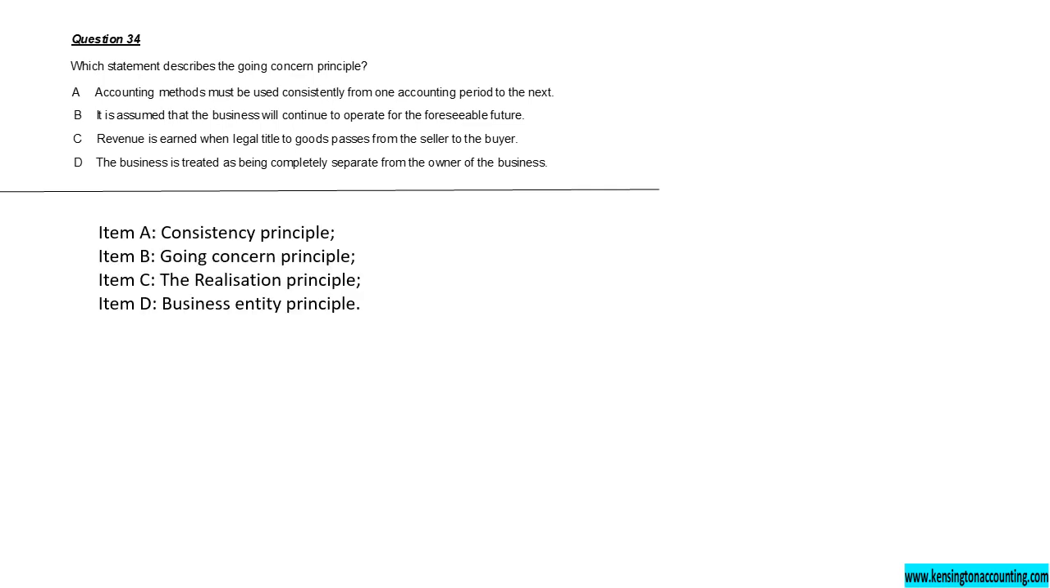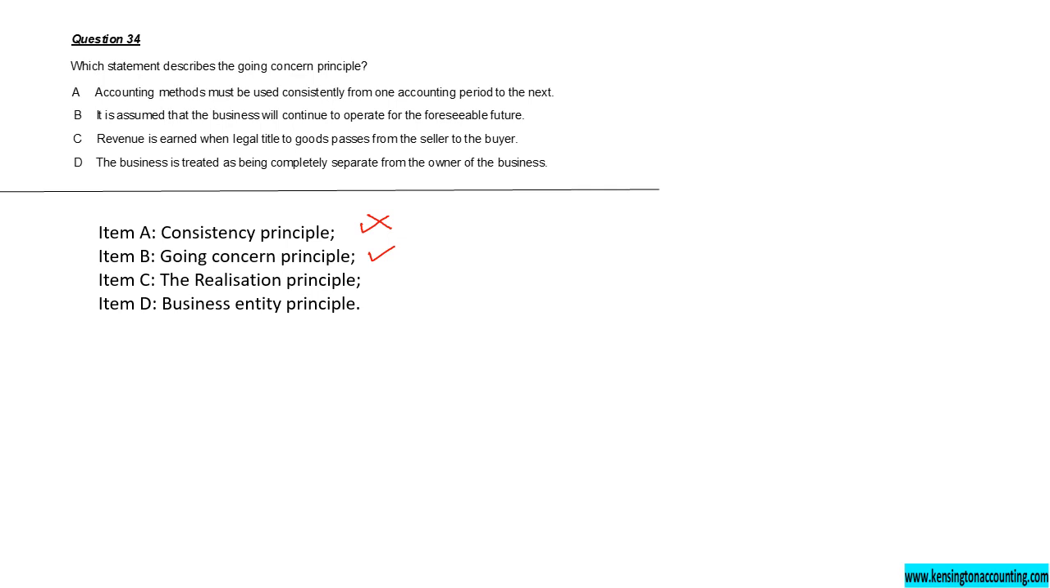Question 34, that's another question about accounting principles. We are talking about the going concern principle. So we have 4 items. Let's look at each of them. Item A is talking about applying accounting methods consistently. Obviously, that's the consistency principle, not going concern. Item B, that the business will continue to operate for the foreseeable future. Yeah, that's a going concern. Before that, item A is not a going concern principle.